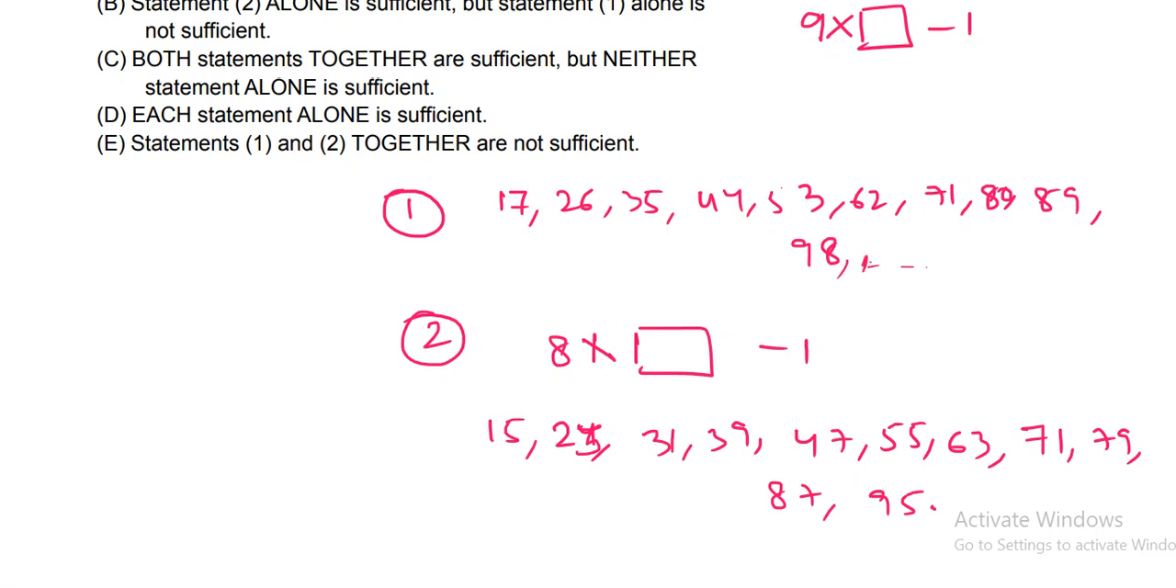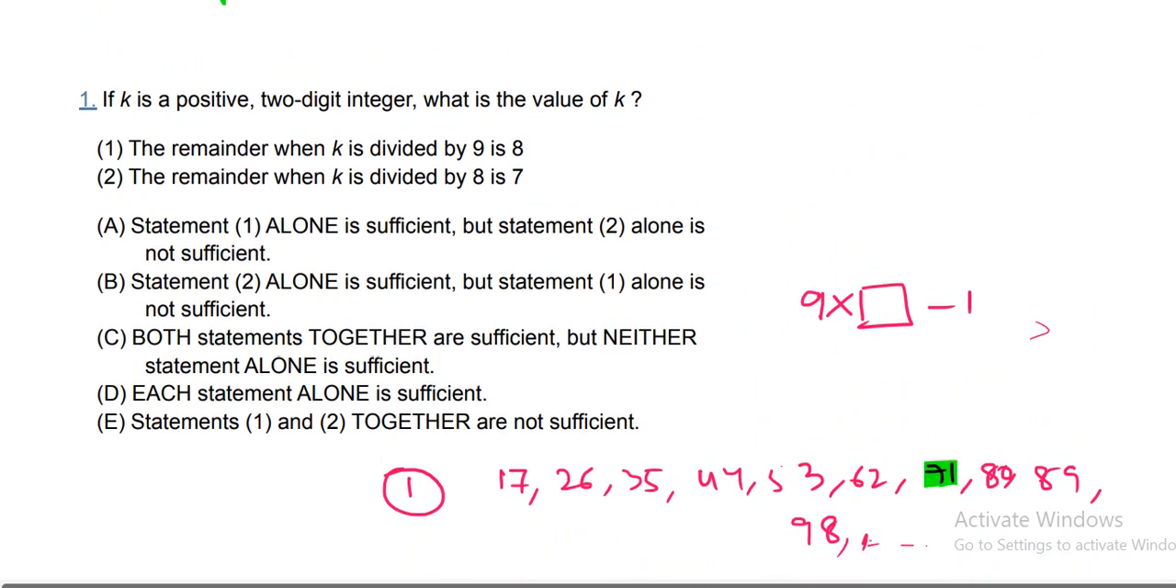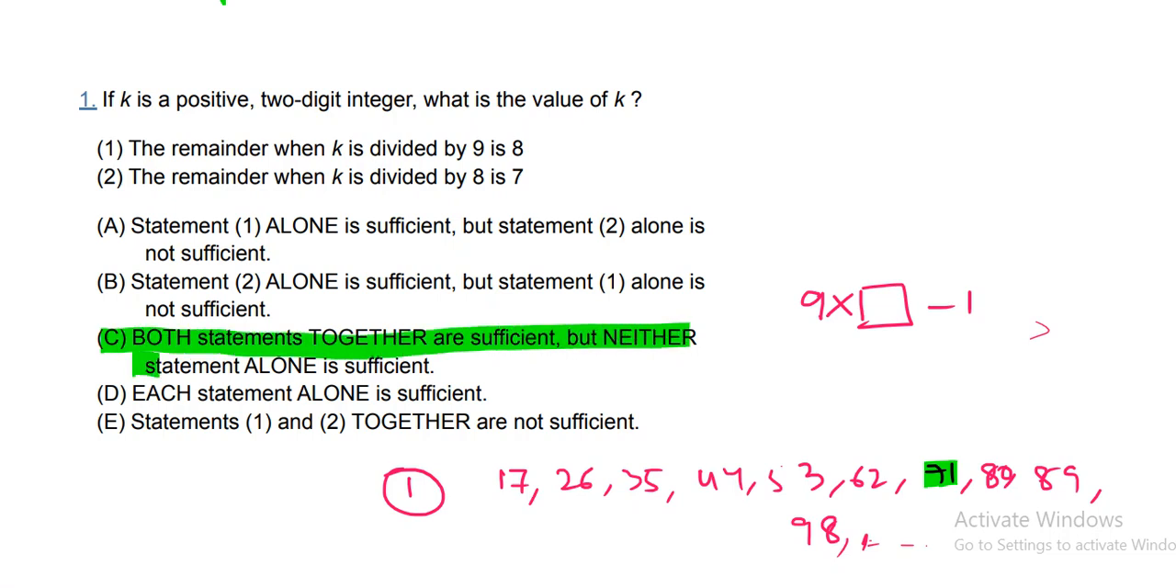Considering these two statements, the one common number in both cases is 71. So both statements are required to answer this question. What will be the correct answer here? Both statements are together sufficient, but neither statement alone is sufficient. So this is the correct option here.